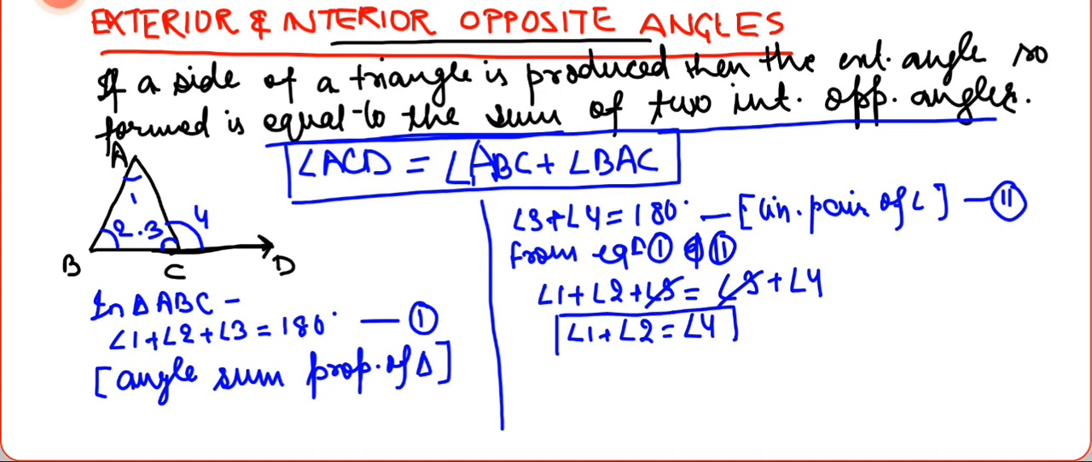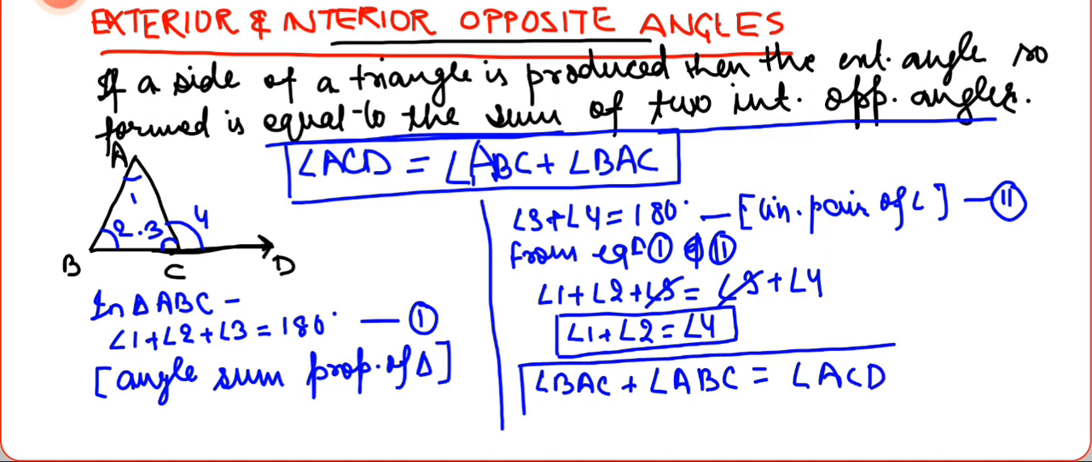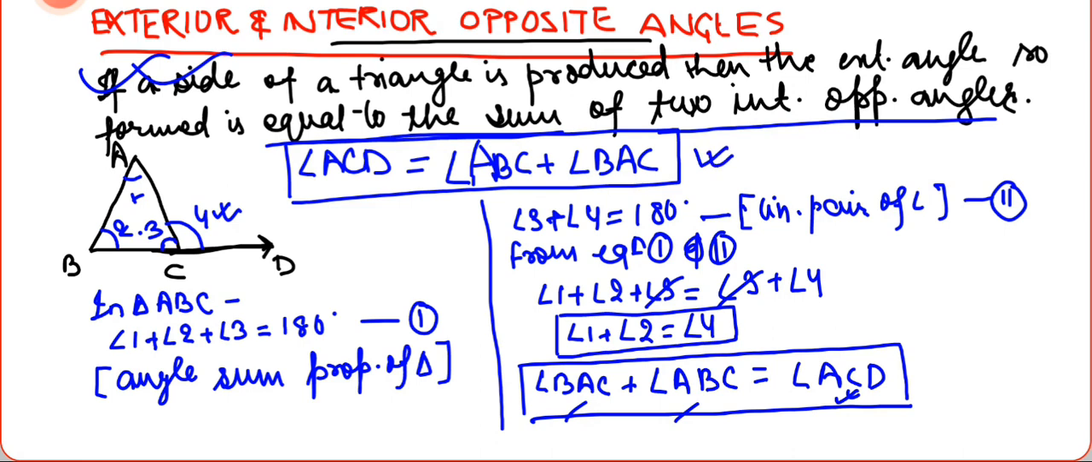Here, when we write it in the complete name of the angle, angle 1 is nothing other than angle BAC. Angle 2 is nothing other than angle ABC, and angle 4 is the exterior angle, that is angle ACD. So students, this is what we were supposed to prove, and we have proved it. The theorem states that the exterior angle is equal to the sum of the two interior opposite angles. This is what we were supposed to prove, and we have proved it over here. Hence, the theorem is proved.